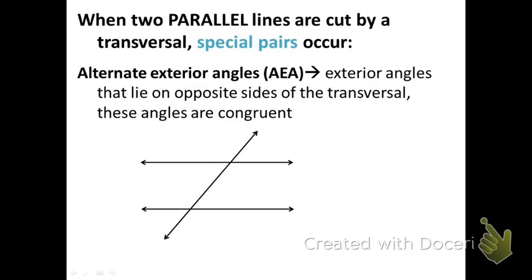Alternate exterior angles are when the angles lie on the outside of those parallel lines and on opposite sides of the transversal, or alternate sides of the transversal. So our first pair are 1 and 8. These are congruent, so if 1 were 120 degrees, 8 would also be 120 degrees. The other pair that we have here are 2 and 7.